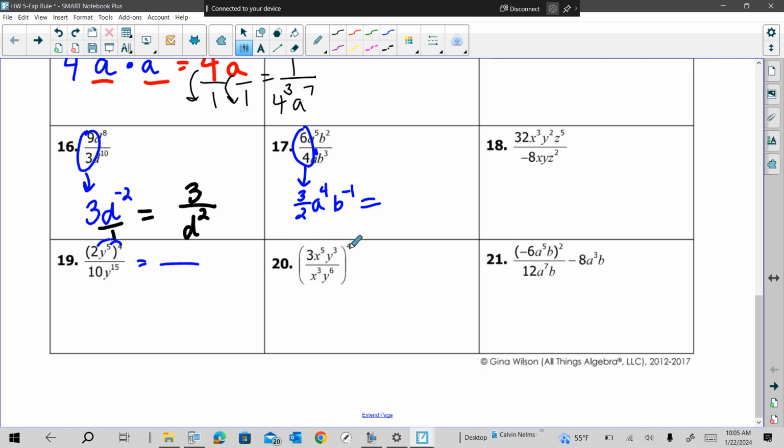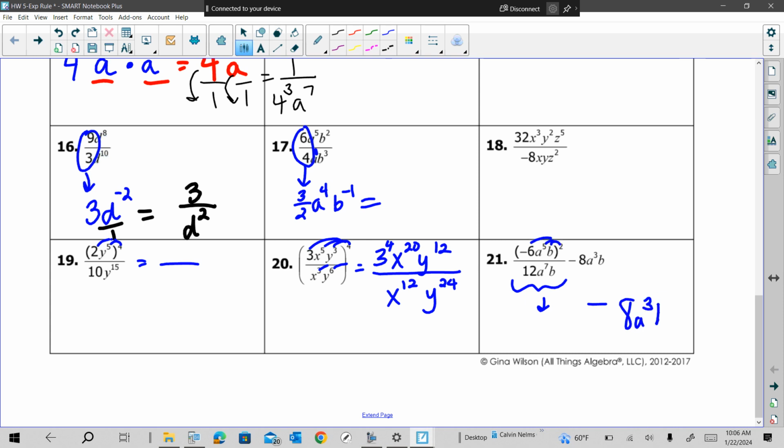On 20, you have to distribute to the top and bottom. So 3 to the 4th power, x to the 20th power, y to the 12th power is on top. The bottom is x to the 12th power, y to the 24th power. Because you did 4 times 6. And now we're subtracting and simplifying. So on 21, we need to distribute first, then simplify it, then subtract, get that answer and subtract it by the 8a to the 3rd b.